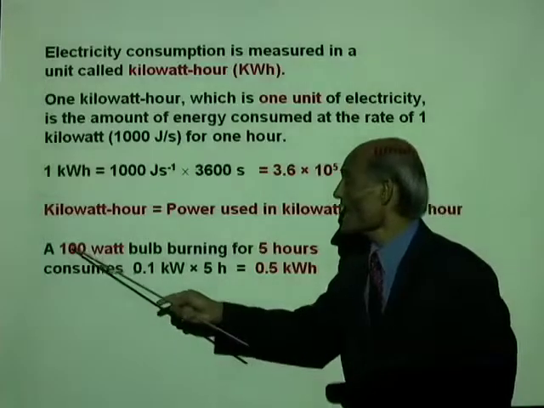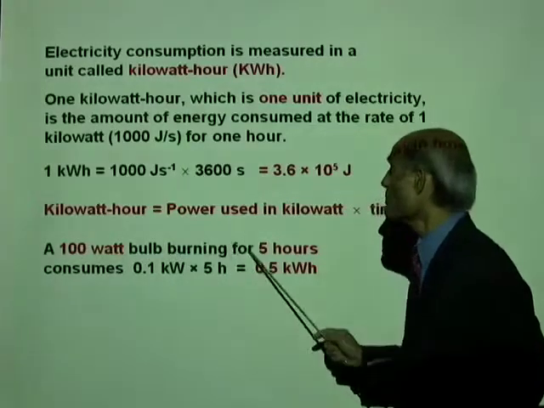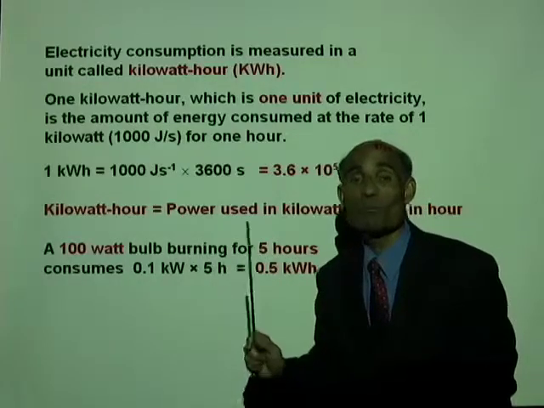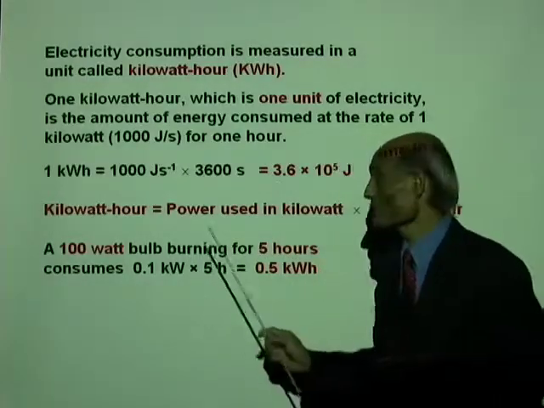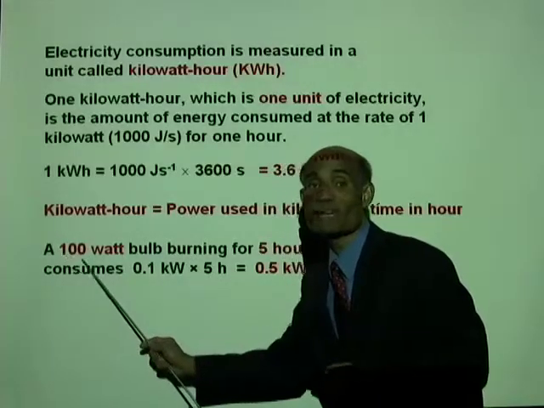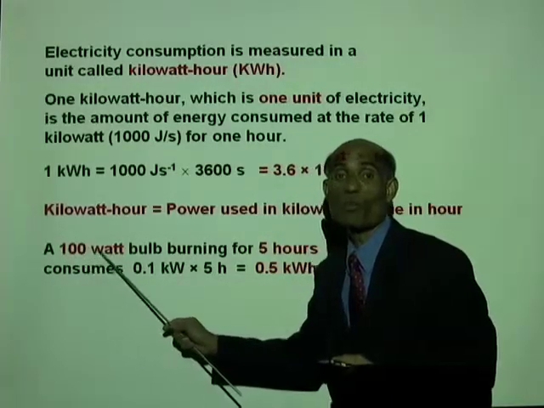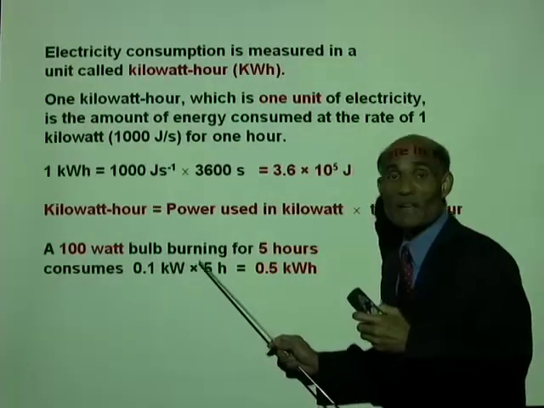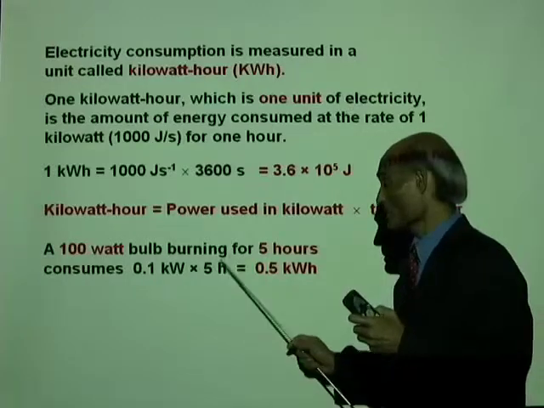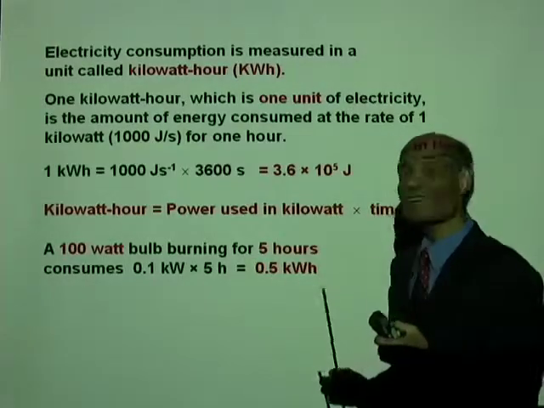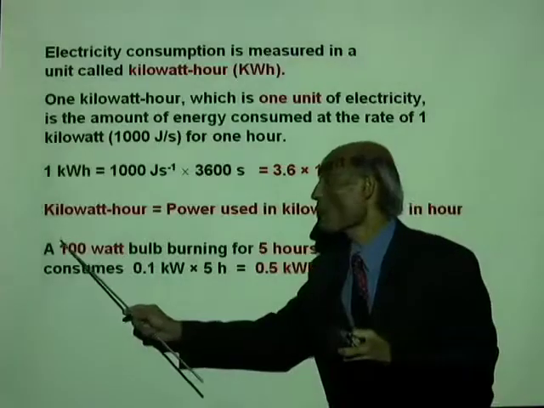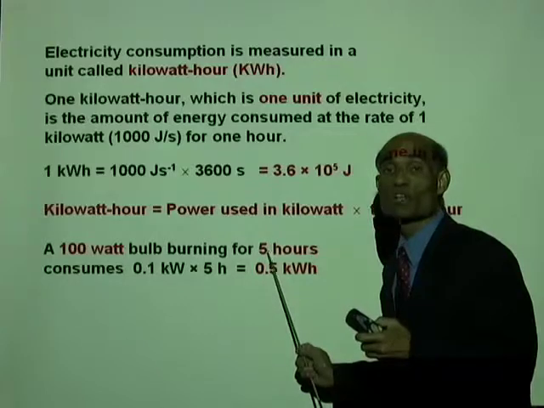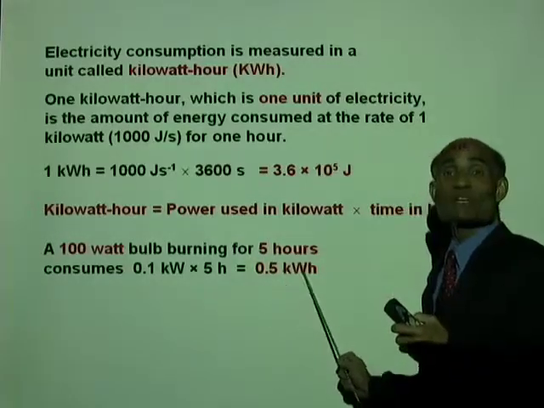For example, a 100-watt bulb burning for 5 hours. How many kilowatt hours is the power it consumes? First of all, write the power in kilowatt. 100 watt is 0.1 kilowatt. Multiply that with the time in hour, and that will be 0.5 kilowatt hour. So a 100-watt bulb burning for 5 hours consumes half a unit of electricity.